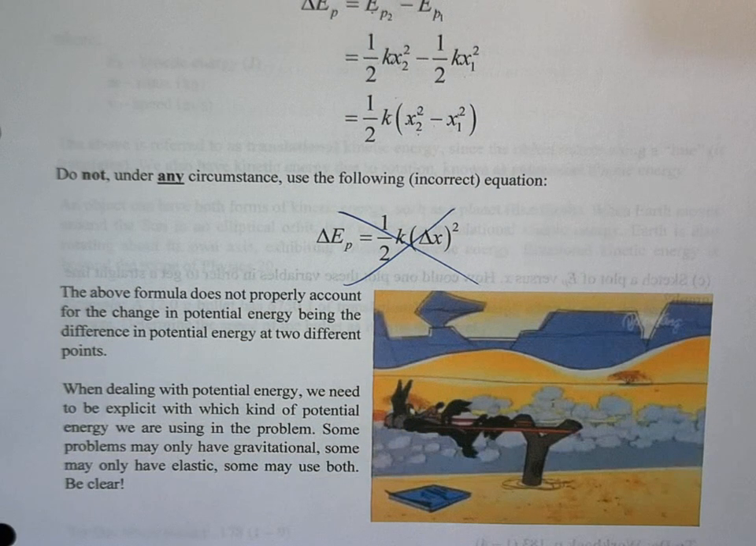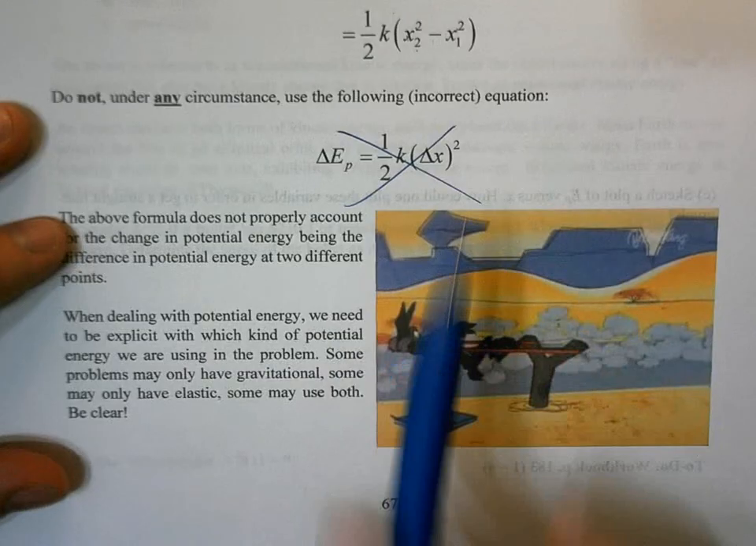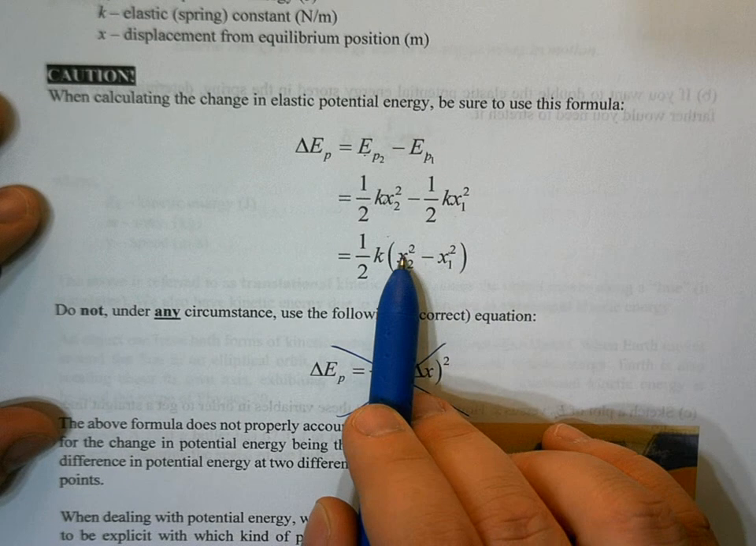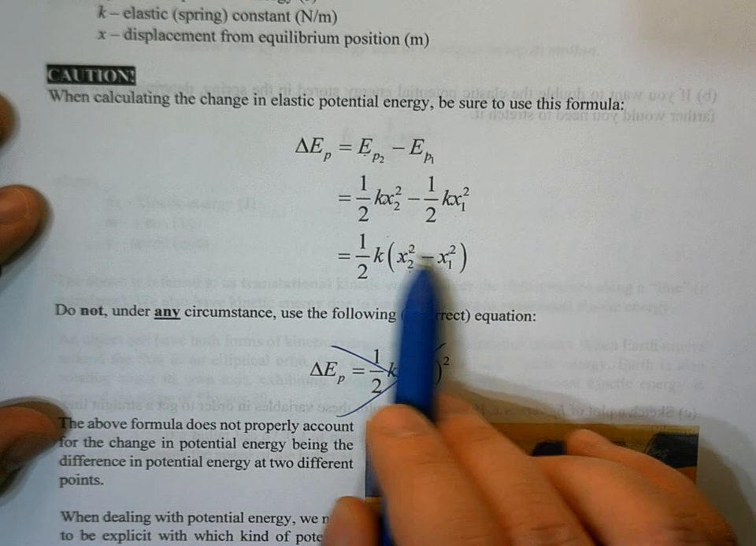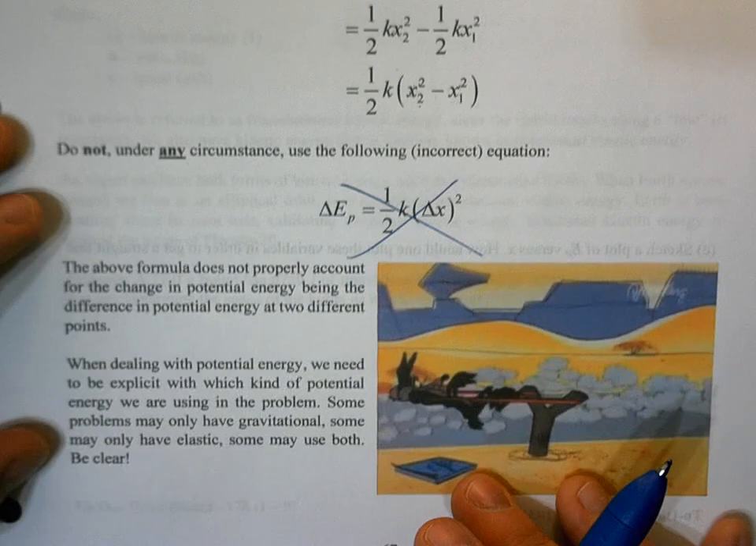The square makes this a little bit more complicated, so we have to do the full working out here. We can't just do the change in x and then square that. We have to do the x value at the final point squared minus the x value at the initial point squared. So be really careful with that.